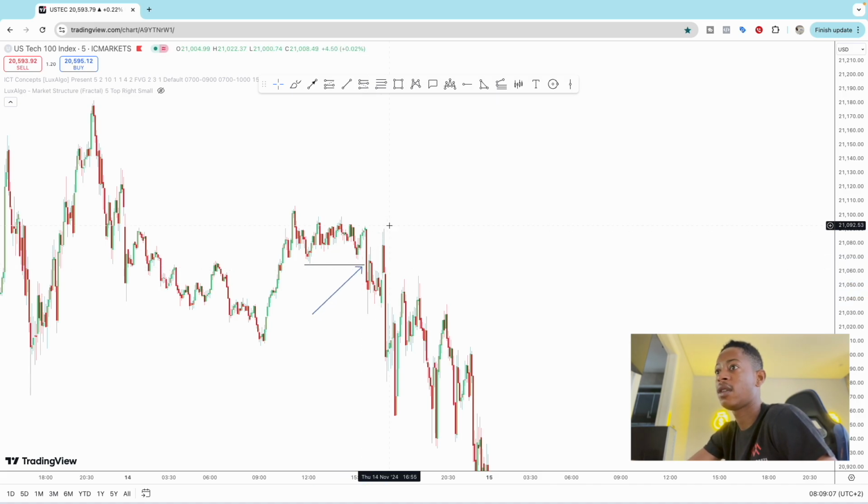I saw this, and then notice how price often returns to these zones after moving away. So once price has moved away, it often returns. You can see here it returned, and confirm the block with volume spikes or strong candles.